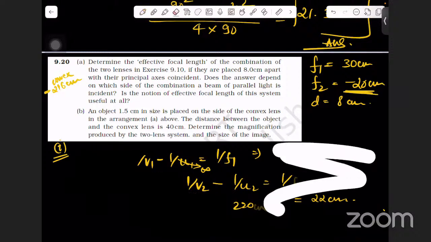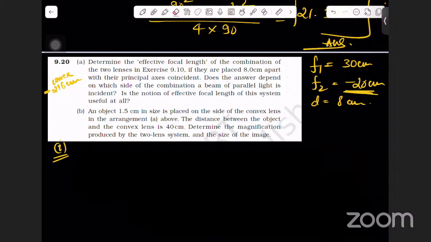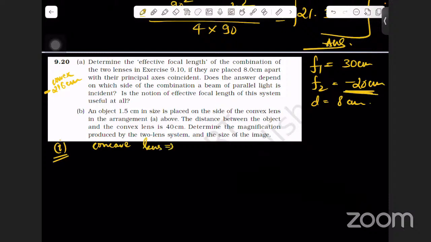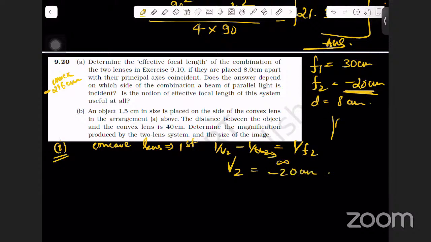Now, second case: we take the concave lens first, and apply again the lens equation. This U2 is infinity now. So from here you find V2 as minus 20 centimeters. This is the concave lens, and from here it's 20 centimeters. This is 8. So for the convex lens, the object distance is minus 28 centimeters.